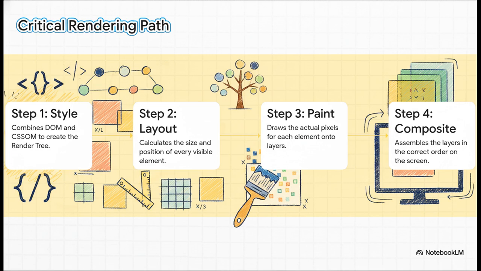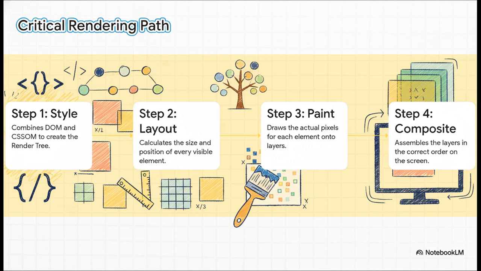First, in the style phase, the browser combines the DOM and CSSOM to create something called the render tree. Now, this tree only includes elements that will actually be displayed on the page. Next up is layout. This is where the browser calculates the exact size and position of every single element. After that comes paint, where the browser literally fills in the pixels, drawing the text, the colors, the images onto different layers. And finally, the composite step assembles all these layers in the correct order to display the final page you see.